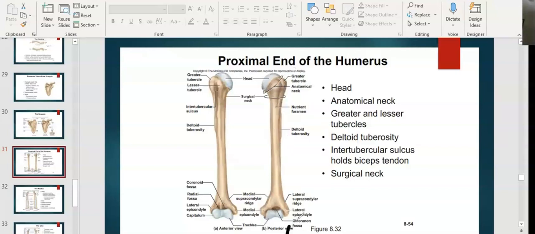First of all, this is the posterior view. This is the anterior view. In the posterior view, you have a fossa, this one right here. That one is going to be called the olecranon fossa. Okay, the olecranon fossa. What is the olecranon fossa for? The olecranon fossa is for the olecranon process.